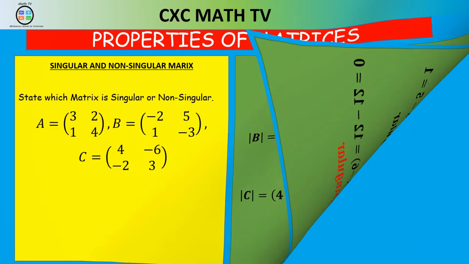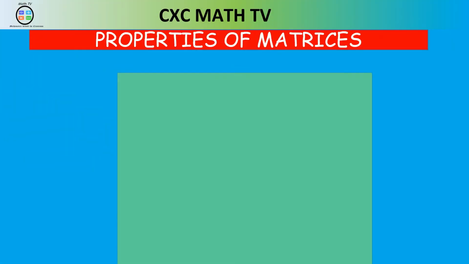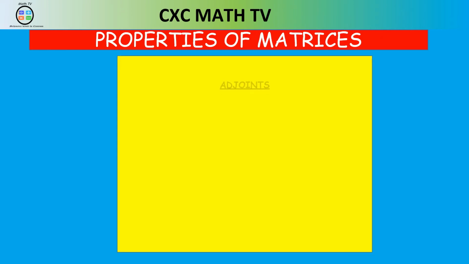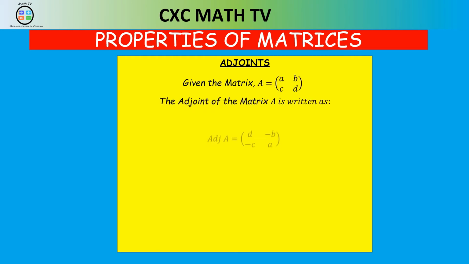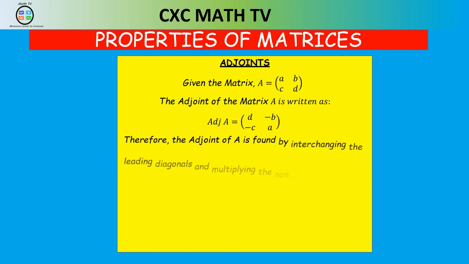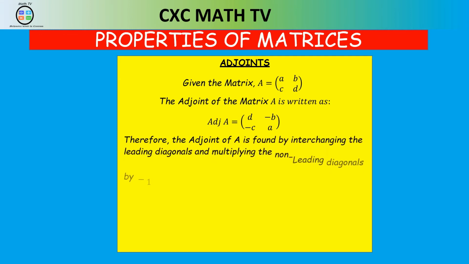Now, given the matrix A is [a, b; c, d], the adjoint of the matrix A is written as [d, -b; -c, a]. Now, you're probably saying, whoa, what is that? Let's slow down. The adjoint of A is found by interchanging the leading diagonals, and the non-leading diagonals, we then multiply those by negative 1.